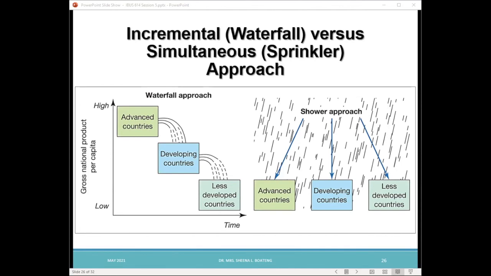Apple uses the shower approach. Yes, Priscilla, but I think in the beginning, Apple was using more of the waterfall approach. It's just recently that the shower approach is being utilized. And even that, it takes some time for the new ones to get to Ghana.